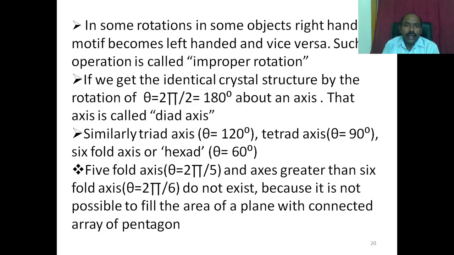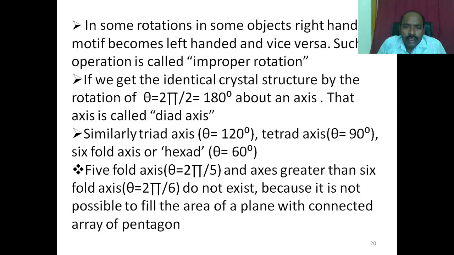From the above discussion, we can also imagine or guess that five-fold might exist. By 360 by 5 gives some angle, so we can design a geometrical shape with five sides, called a pentagon. We can expect it, but practically that does not exist.